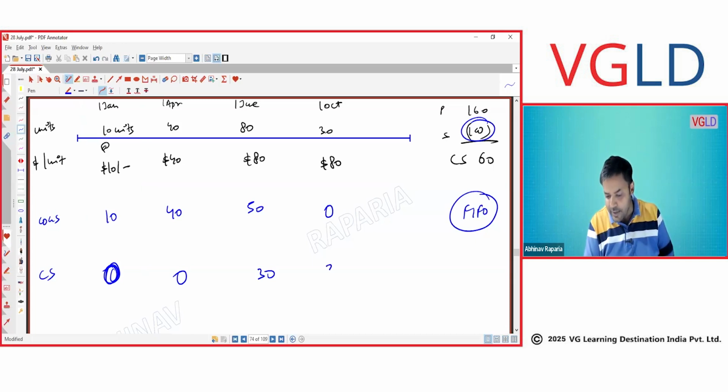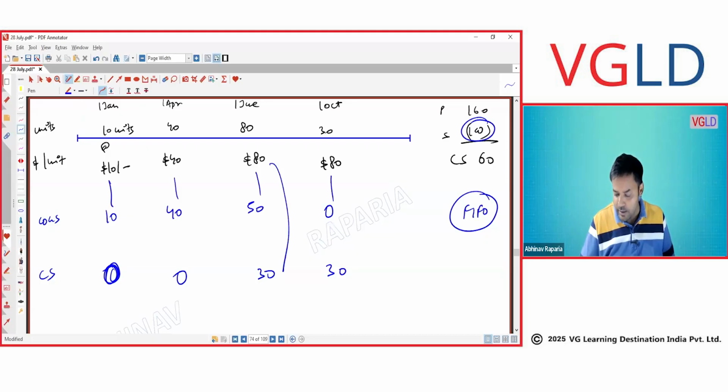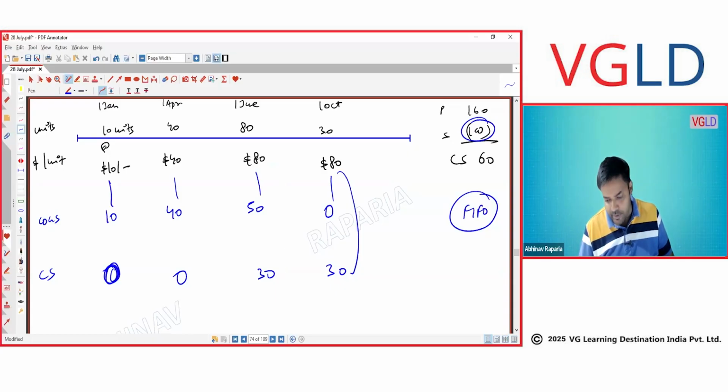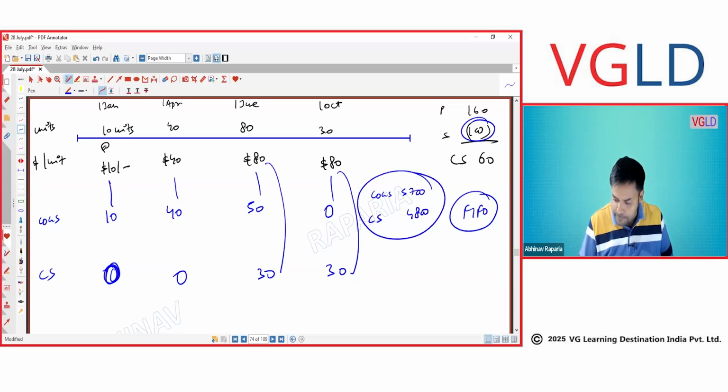Once you have this, guys, it's very easy. I just need to plug in the numbers and multiply by the dollar value. That's all, guys. Easy. So what is going to be COGS for me? 10 into 10 is 100, 40 into 40 is 1600, that makes 1700, and then this. So COGS, cost of goods sold, is going to be 5700. What is closing stock? It is going to be 4800. Simple. So I'm writing here.